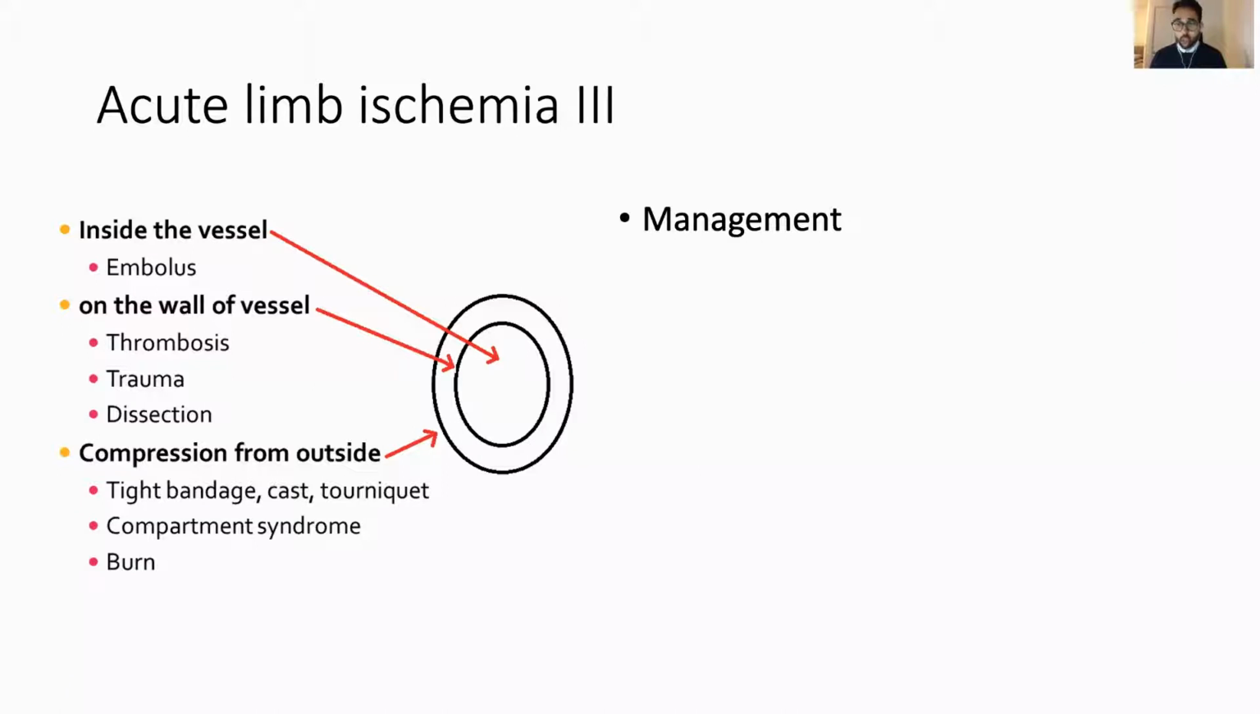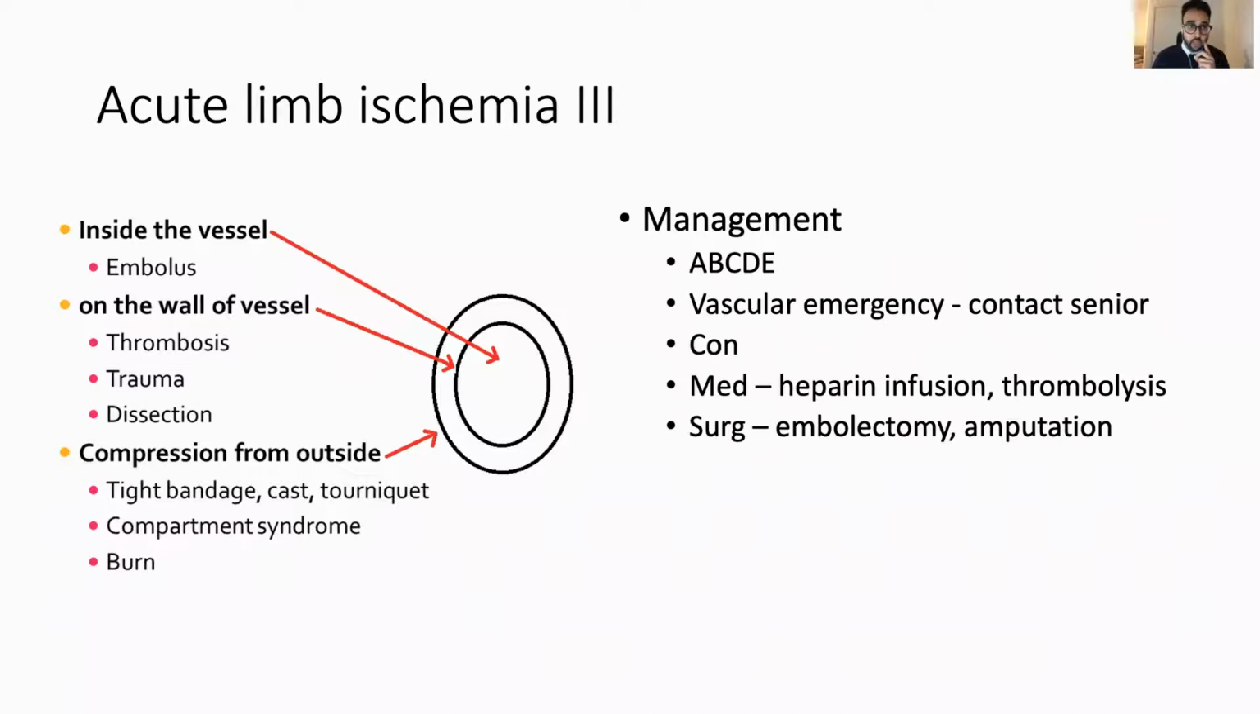A dissection is where you have a tear in the intima of the vessel wall, which leads to a false channel. In some situations, this false channel can actually obliterate the true lumen and cause an acutely ischemic limb. So how do we manage these patients? All patients who are acutely unwell need to be managed using the airway, breathing, and circulation pathway. You want to get help, you need to get a vascular registrar or a consultant down to help you if you possibly can.